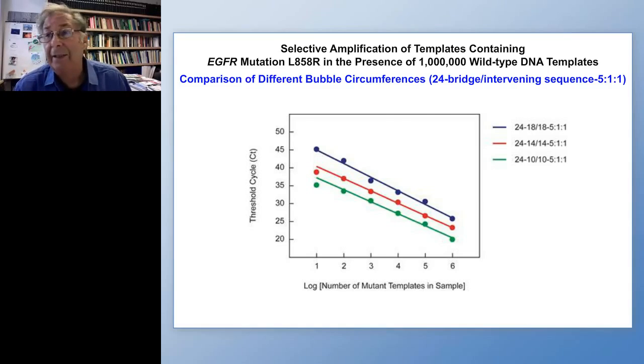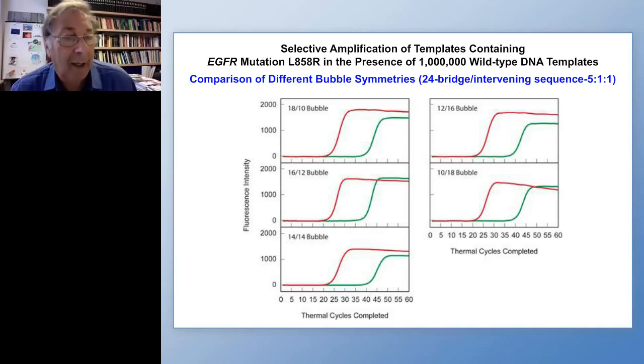And the last aspect in terms of the design of the bubble is we asked, what happens if you change the symmetry of the bubble? So in these five experiments, all of the bubbles have the same circumference. But in the upper left, the bridge sequence is 18 and the intervening sequence is 10. Below that is a 16-12 and a perfectly symmetrical bubble is 14-14. And going on to the right side, then we have a bigger intervening sequence and a smaller bridge. And finally, a very small bridge of 10, but an intervening sequence of 18. And what we see is it does not matter. All that matters is the circumference of the bubble, not the symmetry of the bubble.